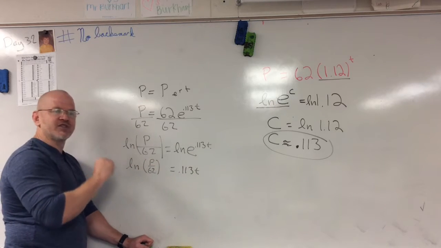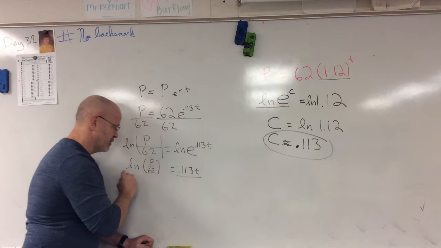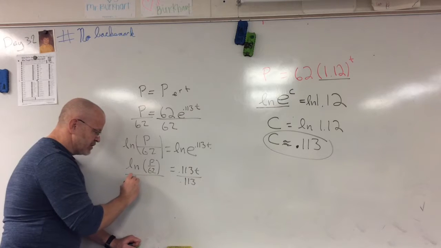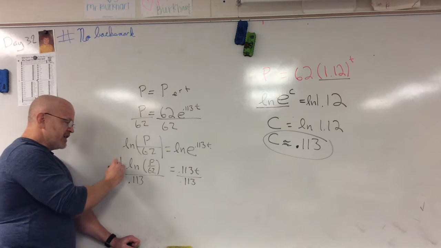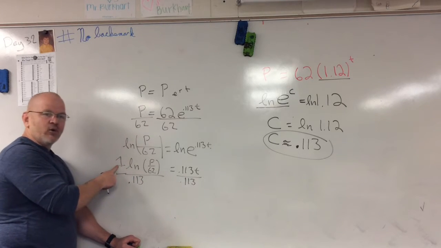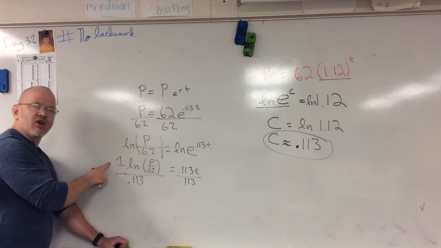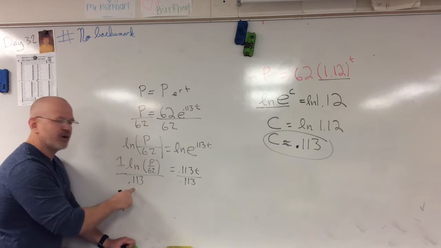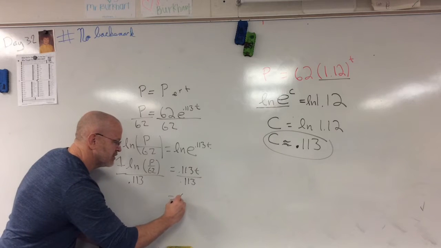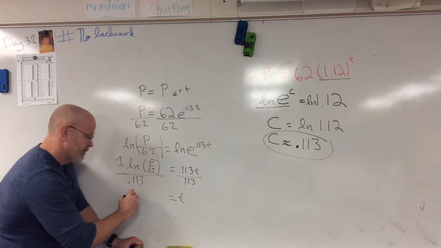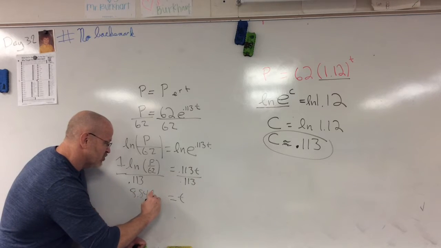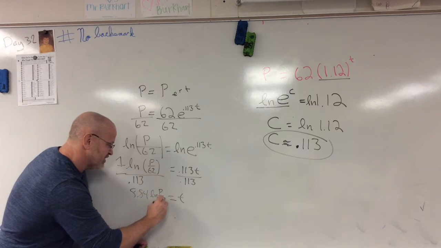We're almost done. I'm almost solved for T. What do I do to both sides? Divide by 0.113. I want you to think about what I'm going to do right here, because this part's a little confusing. There is a coefficient of 1 in front of this. So when I have a coefficient of 1, I divide it by 0.113. And I'm just going to worry about this part right here and write it as a number. So someone divide 1 by 0.113 and tell me what it is equal to. 8.84. 8.84 times the natural log of P over 62.